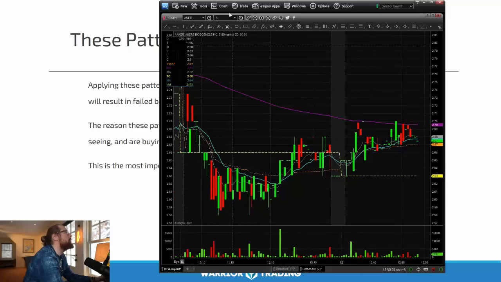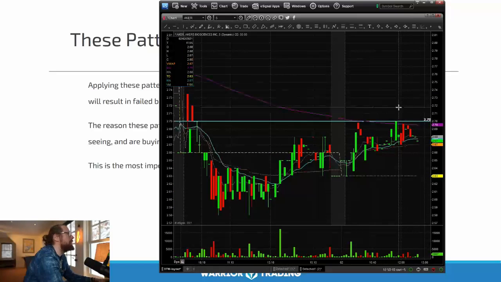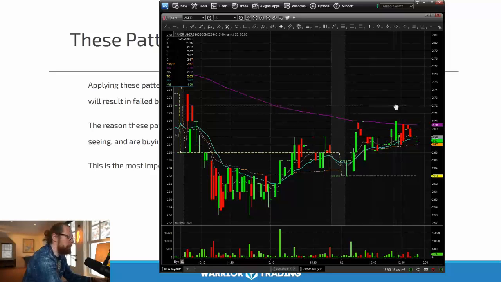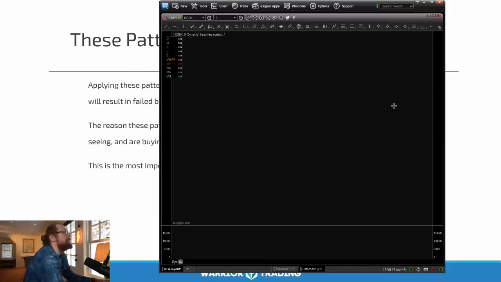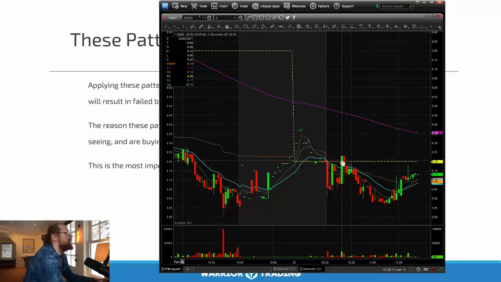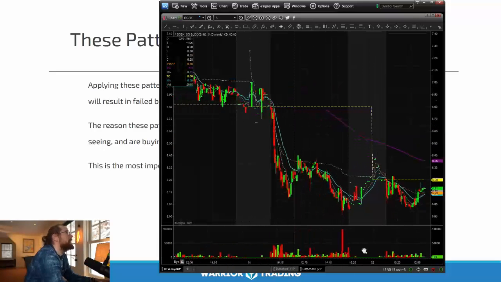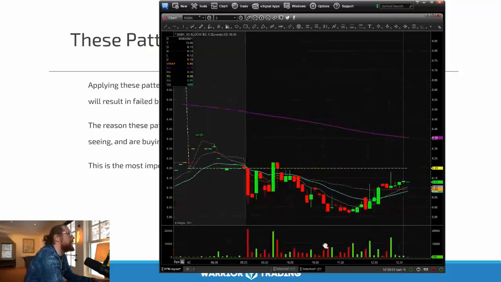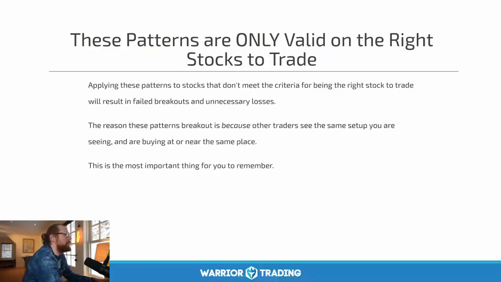If you're looking at this and you're like, well, this does look like a flat top breakout over 270, you are probably the only person that sees that. It's a pattern that's an anomaly more than anything else. It's not something that's truly worth looking at. So we only focus on the right stocks to trade.